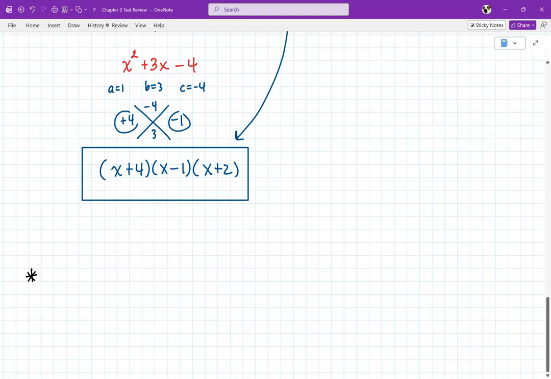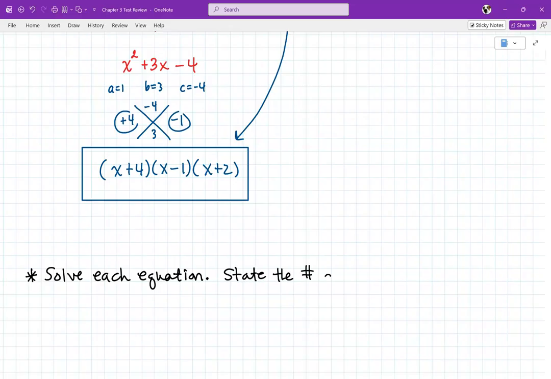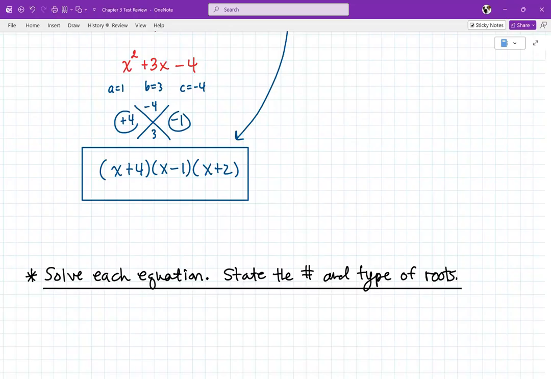So last one is solve each equation, okay, and then they're going to say state the number and type of roots. In other words, once you're done solving for it, you're going to tell us how many answers you found and what type of answers they were. Were they imaginary or were they real? Okay.